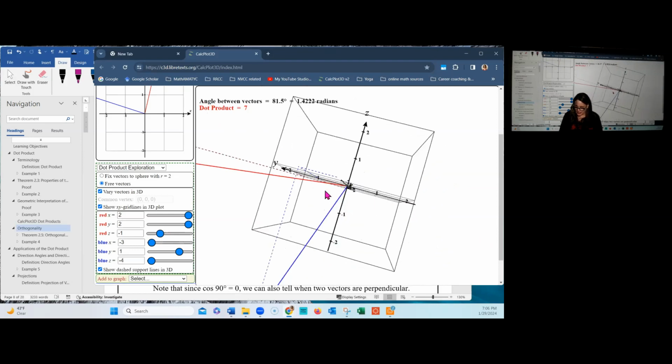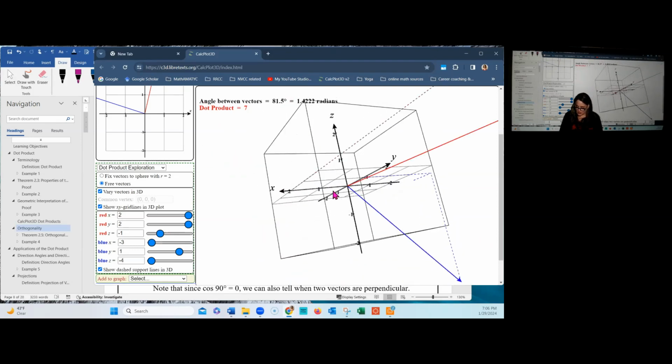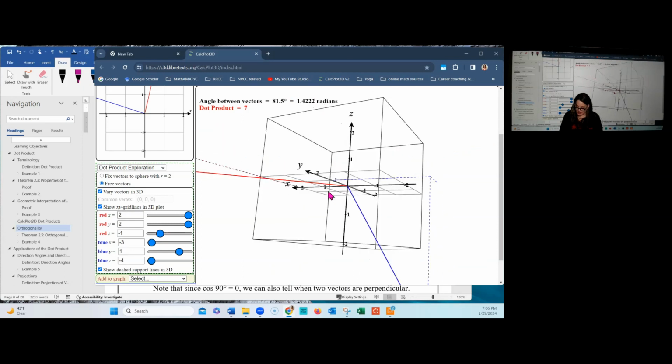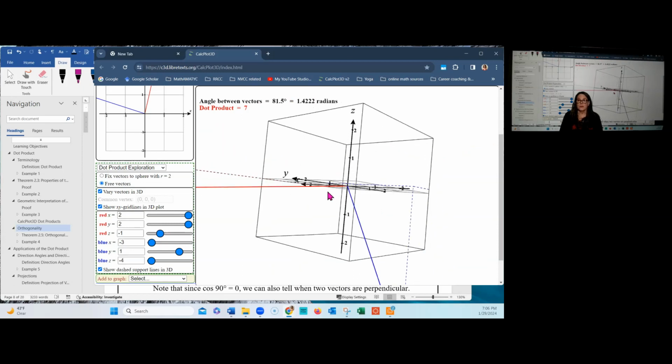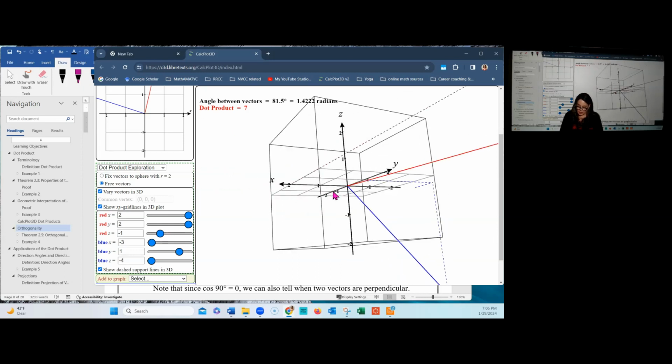And then if you come over here, you can click on the box and you can rotate it so that you can see the angle from different directions, so that you can kind of realize, oh, okay, yeah, that does look about like 81.5 degrees. I'll buy that, right? 1.422 radians. All right, so this is one exploration that we're going to do, and we'll be doing another one later in this video.